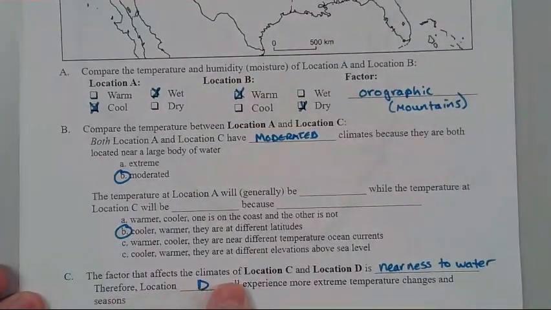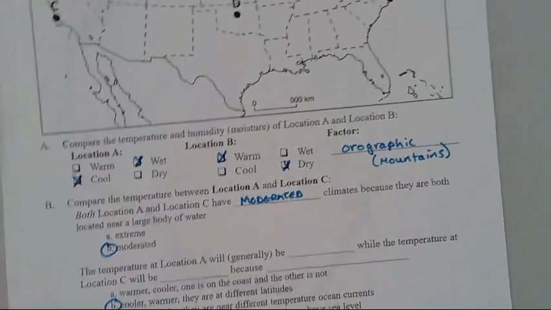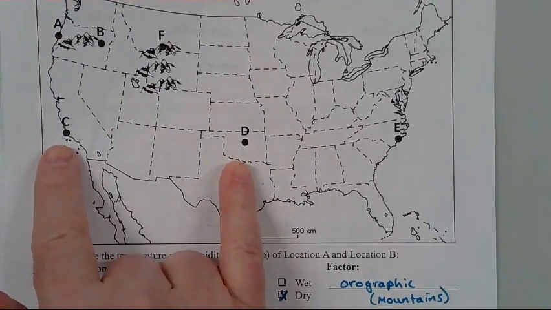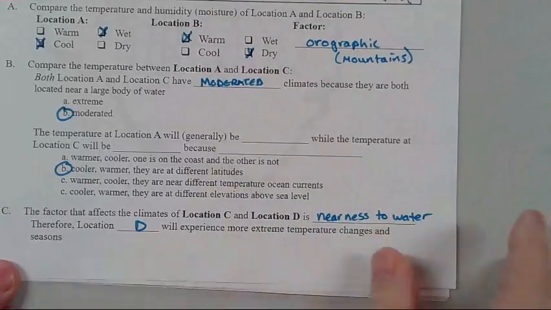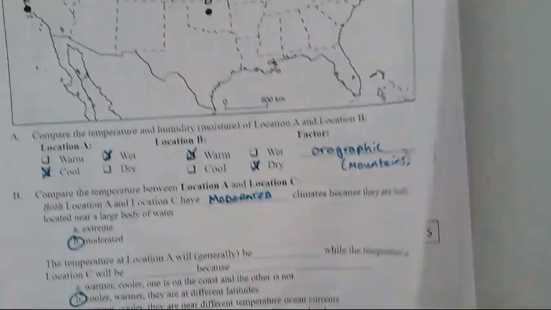Question C, the factor that differentiates the climates of location C and D is that C is on the coast and D is inland, so nearness to water, and letter D has more extreme temperatures. Next page.